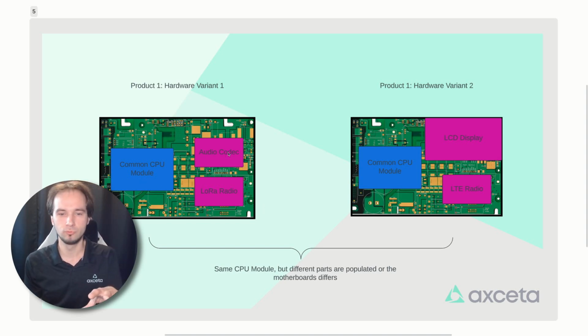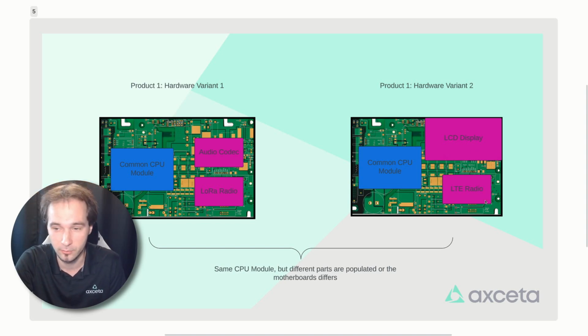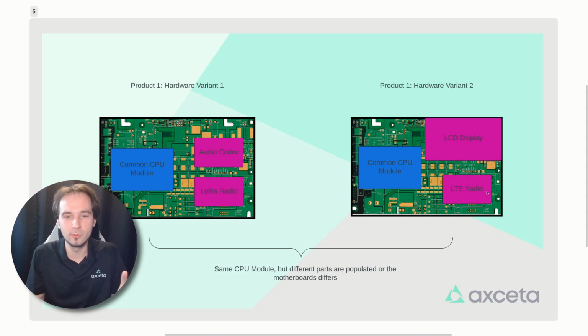But on the left variant of the product you have an audio codec, for example, and then a LoRa radio, for example. And on the right you would have probably an LCD display or an LTE radio, for example. So both are variants of the same product with little features that differ in the hardware, but all other features except the one I'm showing you there are the same, basically.